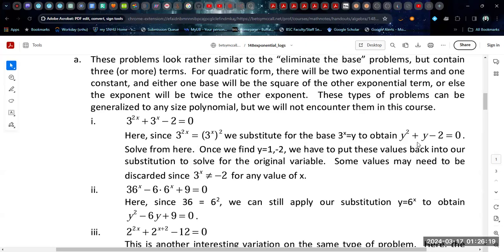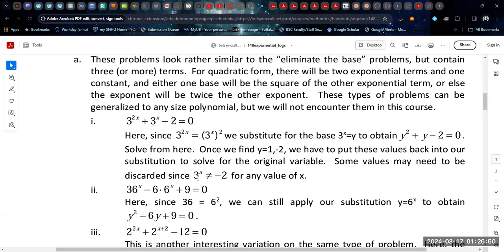And so from here, we would then factor, and we would end up with solutions of y equals 1 and y equals minus 2. We should always double check to make sure that they work. Now, when we substitute this back into our original exponential equation, 3 to the x equals 1 is going to have a value we can solve for. But 3 to the x equals negative 2, which is the other value for our y.